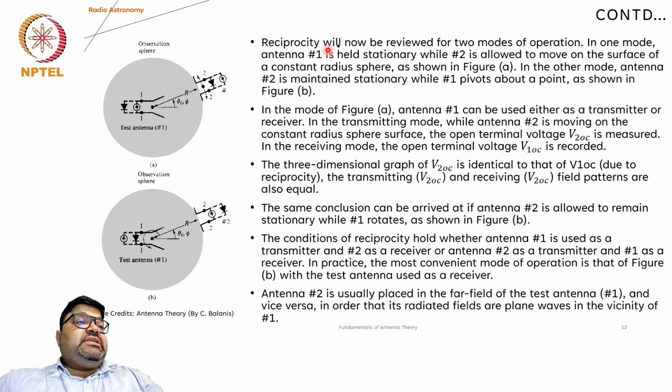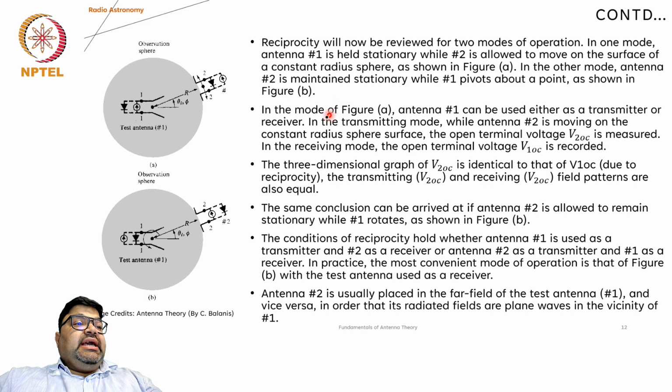Moving on, reciprocity will now be reviewed for two modes of operation. In one mode, antenna number 1 is held stationary while number 2 is allowed to move, and in the other, as shown in figure B, number 2 is maintained stationary while number 1 pivots about a point. So this is held stationary and this moves across the periphery. In the second situation, this is stationary and this rotates around this.